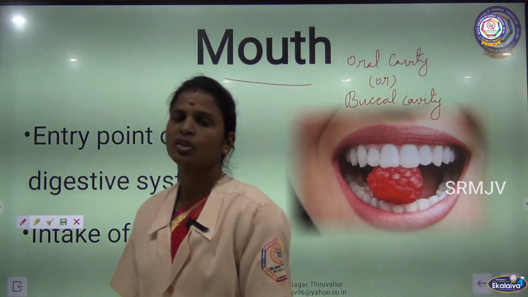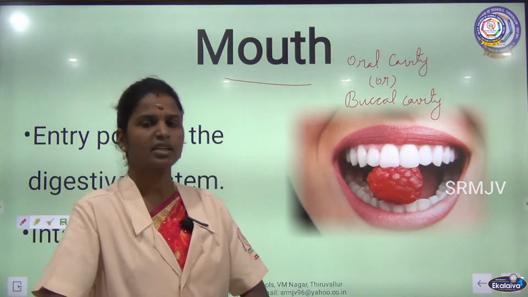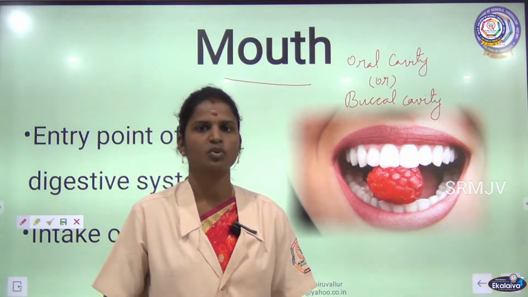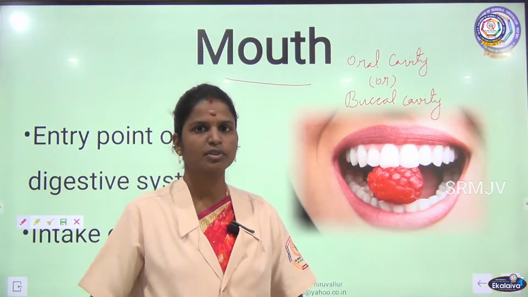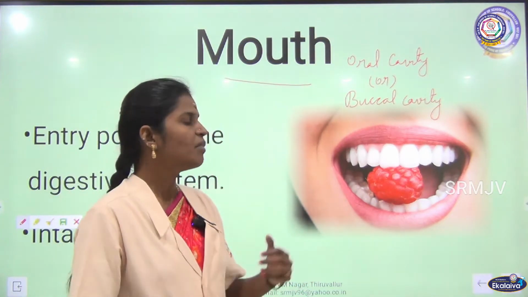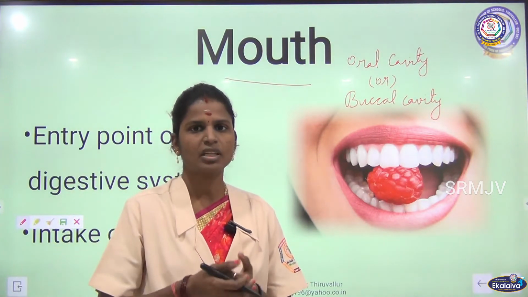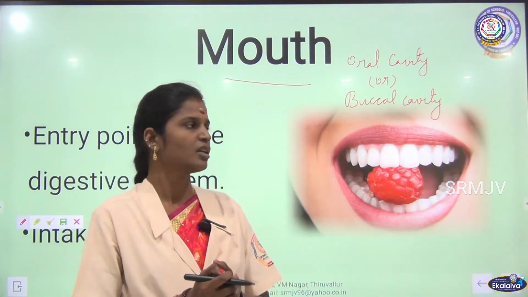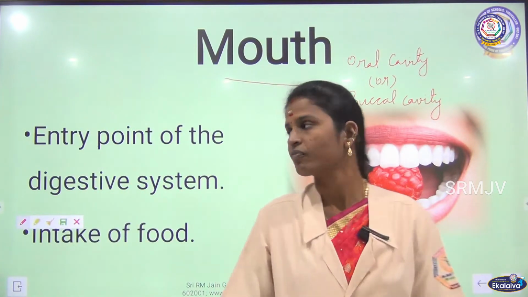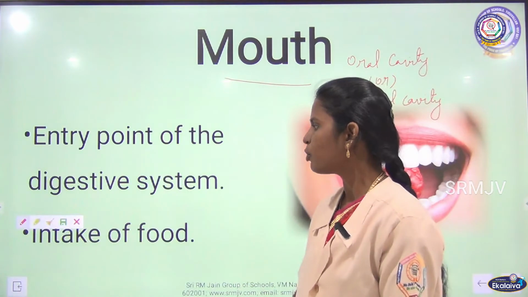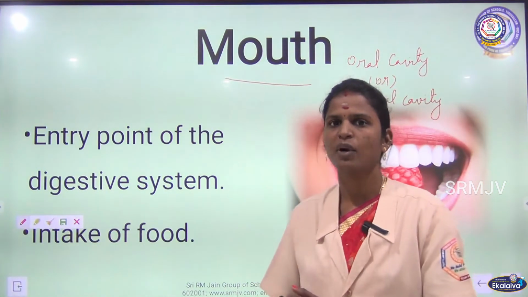So we put a food item inside our mouth. Let us see what is happening inside our mouth. With the help of our teeth, we crush the food, we chew the food, and inside the mouth the food gets converted into a mushy paste. That mushy appearance is called bolus. So the mouth is the entry point of the digestive system. We take in food through our mouth.